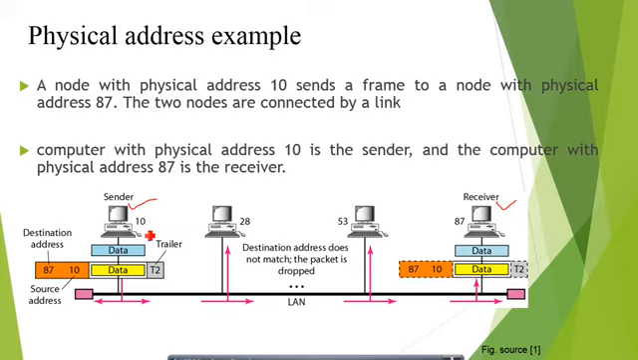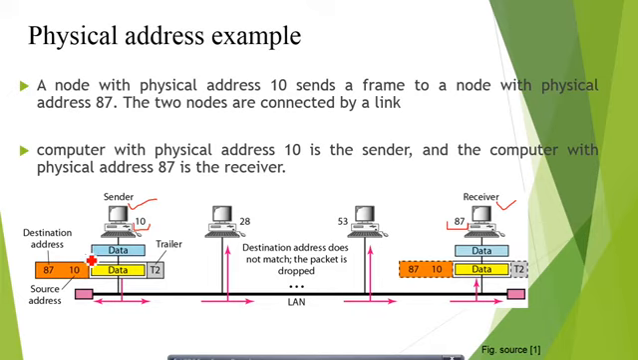You can see over here, two systems are there, one sender and one receiver. We have assumed the sender device has physical address 10 and the receiver device has physical address 87. They are communicating by sending a frame. Here you see what information will be included in the frame itself. As you know, frames are used at the data link layer.